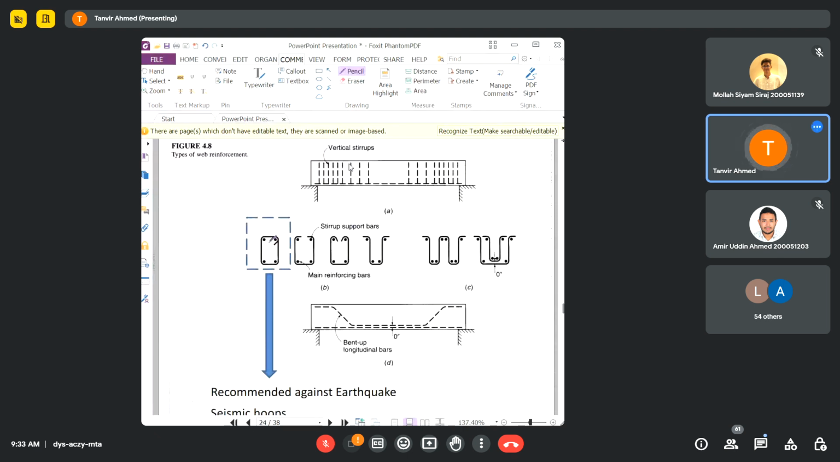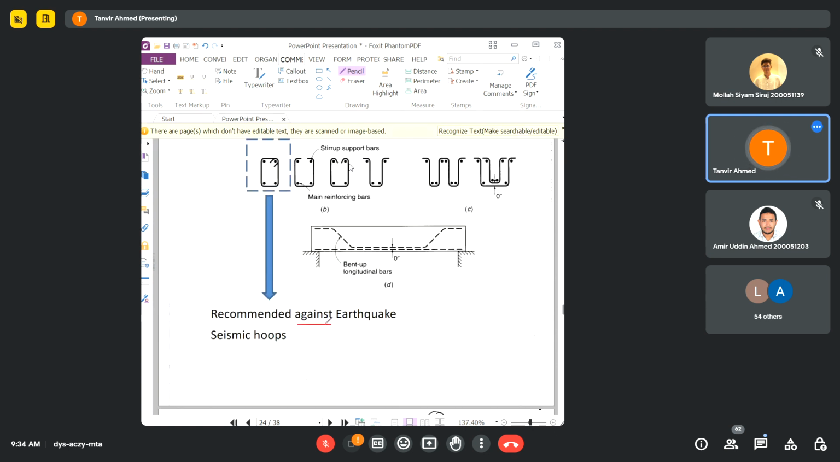So this one we normally use more compared to the other ways that you can see in these figures. In these figures you can see that the longitudinal reinforcement is not tied. Okay, they are untied, all of them. But normally we use this type of tying in our structures. Normally in most of the structures you will see this one, because this is recommended for earthquake resistant design.